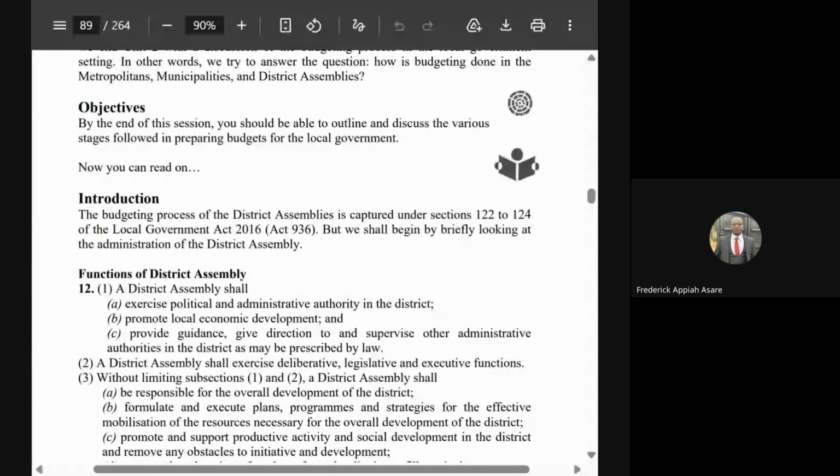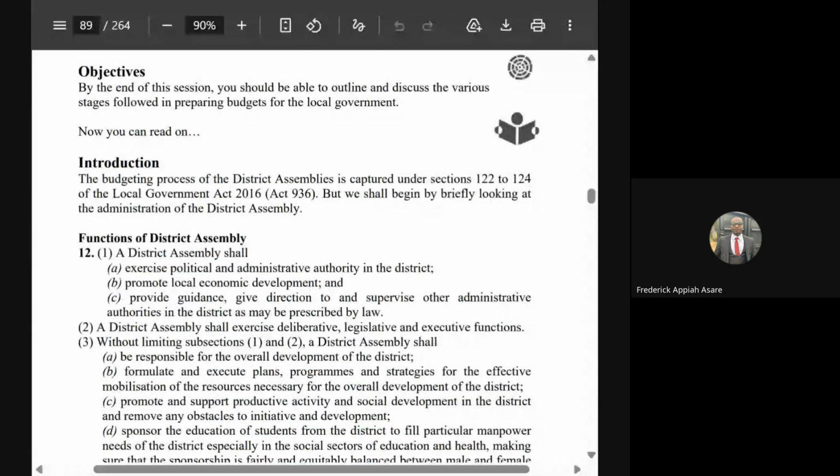122 to 124 of the Local Government Act 2016. Don't forget that the Local Government Act 2016 is also part of the regulatory framework, as far as budgeting is concerned, or as far as the public sector is concerned. When we were looking at some of the things that regulate the budget or the preparation of public sector accounting, we made mention of the local government, and that section in the local government is what it talks about.